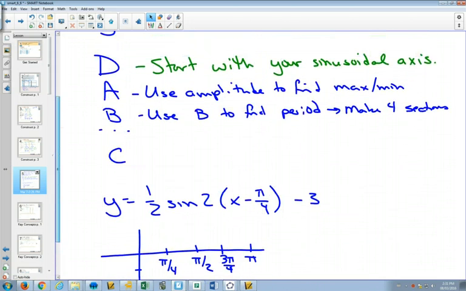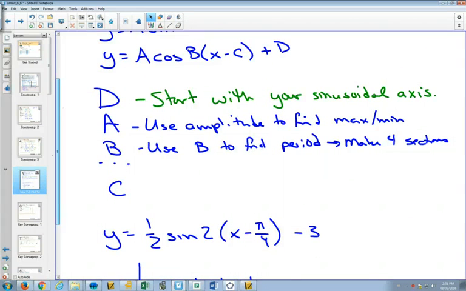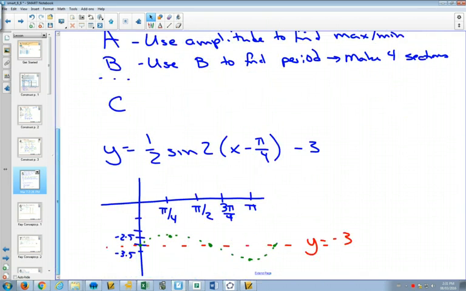Next, you're going to use your A value, your amplitude, to find the maximum and the minimum. Now remember, your amplitude is the distance from the sinusoidal axis, from the average, to the maximum and to the minimum. So in this case, if our amplitude is 1/2, we're going to start at -3, go up 1/2, and go down 1/2 from -3. And we're going to label those on our y-axis. So we've got them labeled here. If I go up 1/2, I'll be at -2.5. If I go down 1/2, I'll be at -3.5.